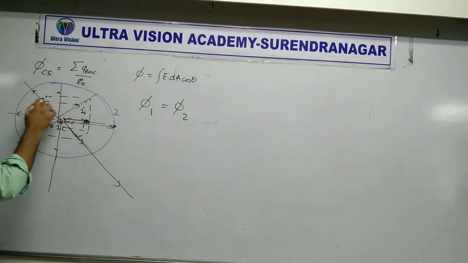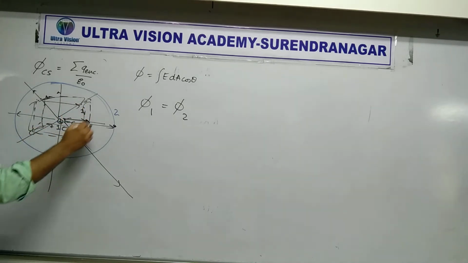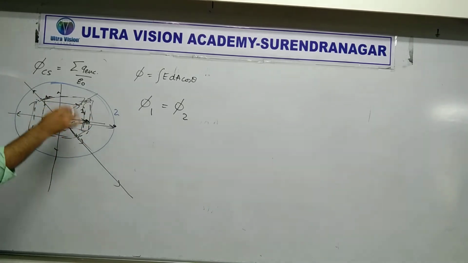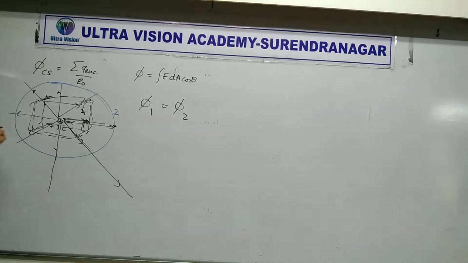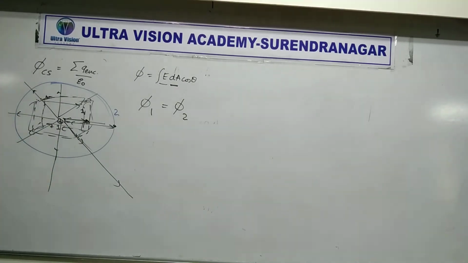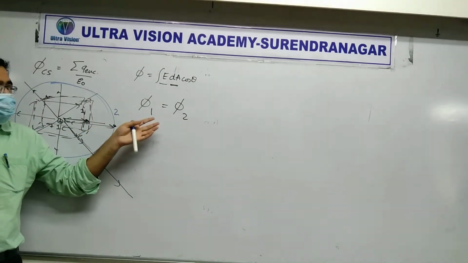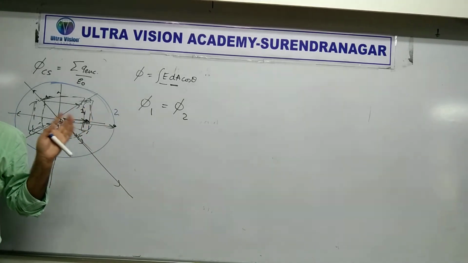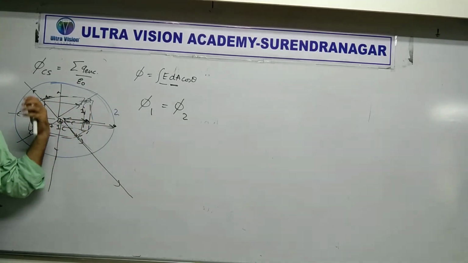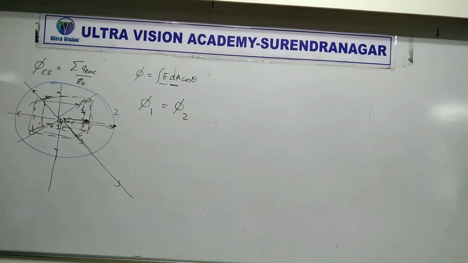Next, look at area. This one has area of all these six faces, yes or no? It has less area. On the other hand, this sphere will have more area. Clear? So you see, the two factors are opposing each other. Electric field will be less for the second surface, but for the first surface, it will be more. Then area for the second surface will be more, but area for the first surface will be less.